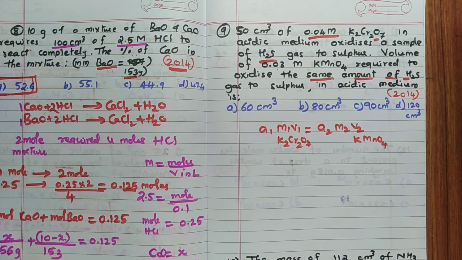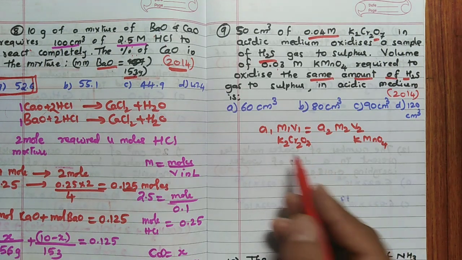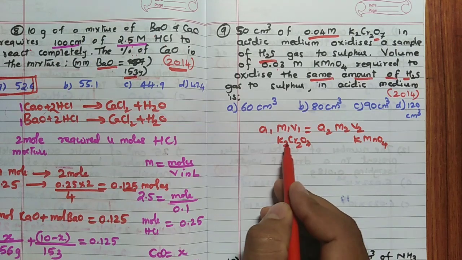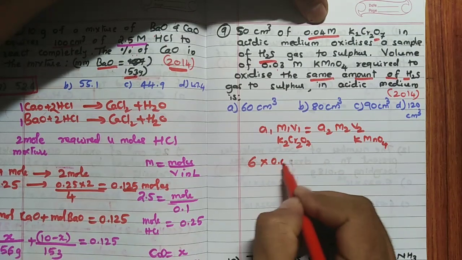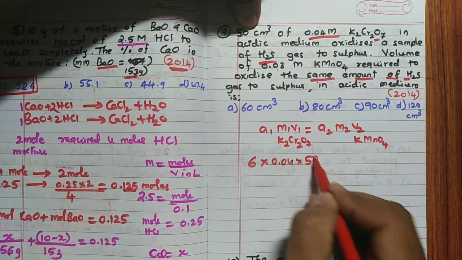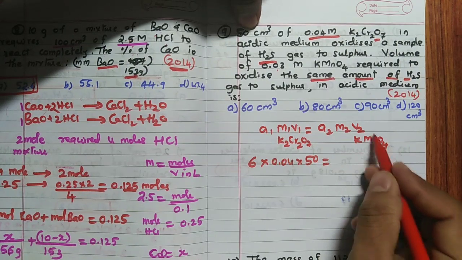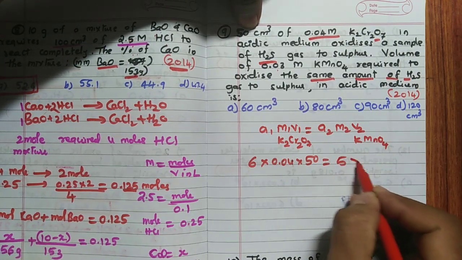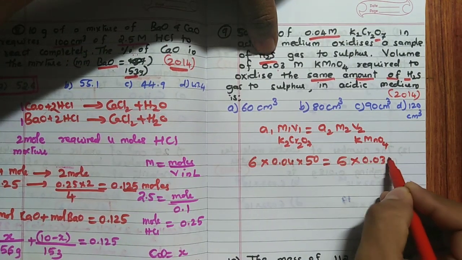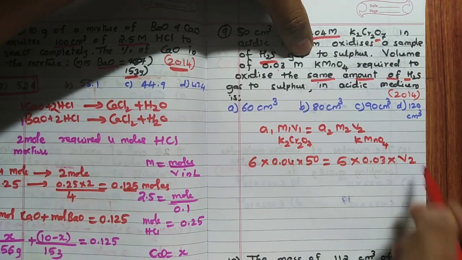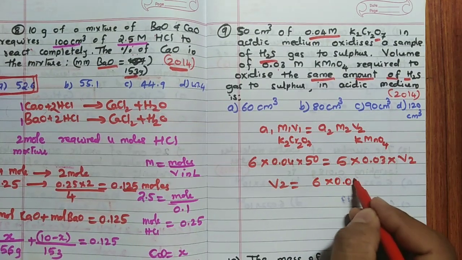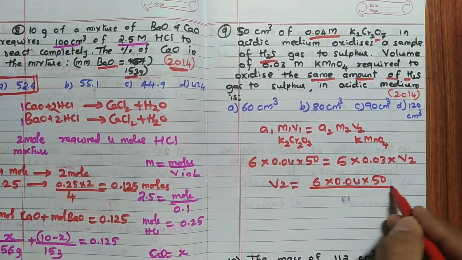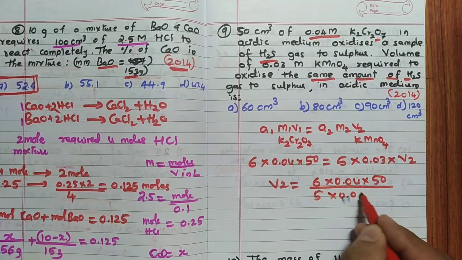Remember that. Now, in this particular case, A1 for potassium dichromate is 6, into molarity 0.04, into volume 50, is equal to A2 of KMnO4, the number of electron change, which is 5, into molarity 0.03, into this volume, you have to calculate V2. Then V2 is equal to 6 into 0.04 into 50 divided by 5 into 0.03.